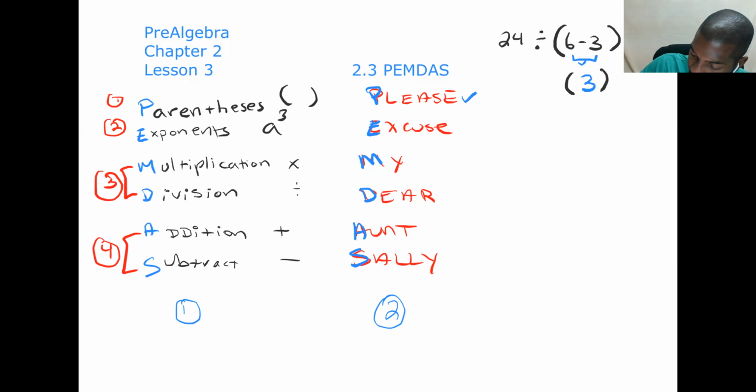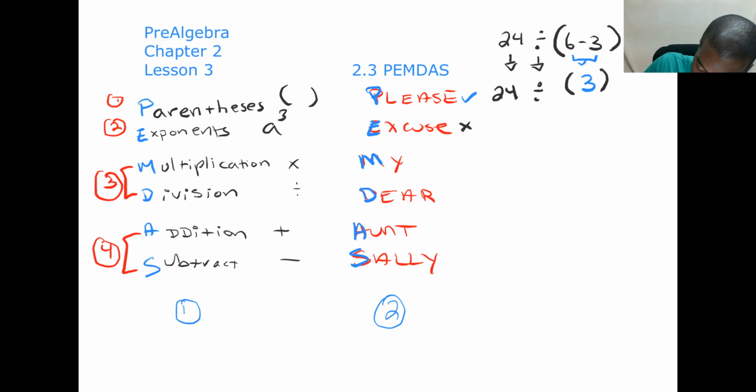So this is what I have now. I drop everything that I haven't used. And notice there is already a sign in between my 24 and my parentheses. It's a division symbol. So I have to respect it. It's not multiplication anymore, it's division. Now my question says 24 divided by 3. Do I have any exponents? No.